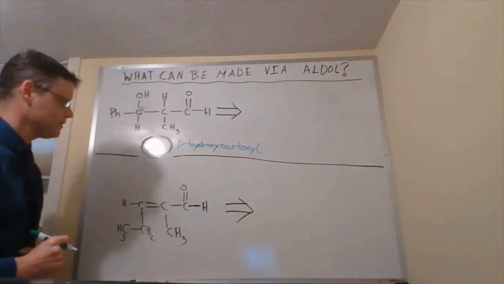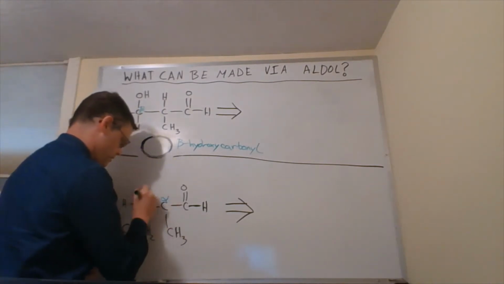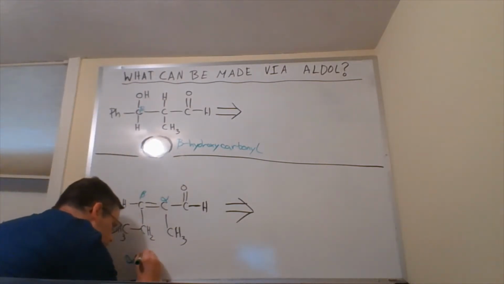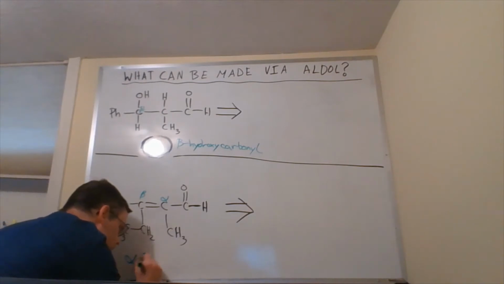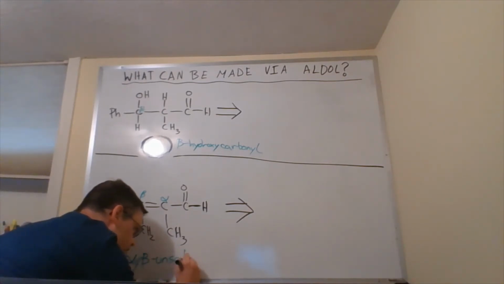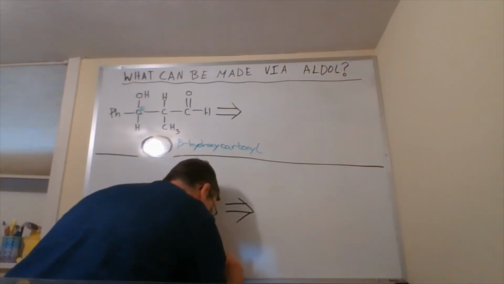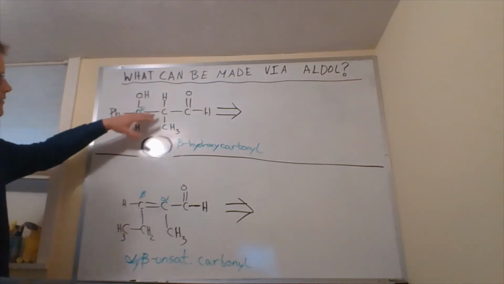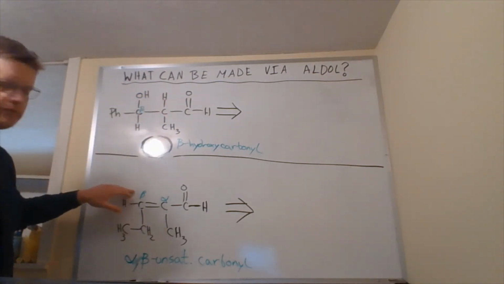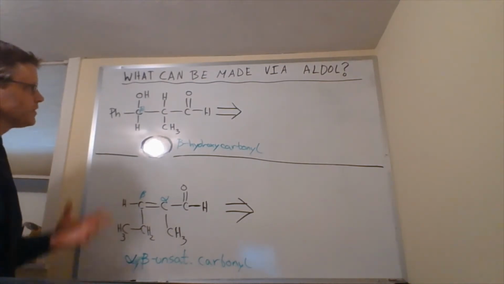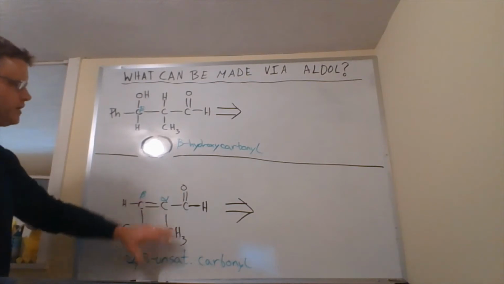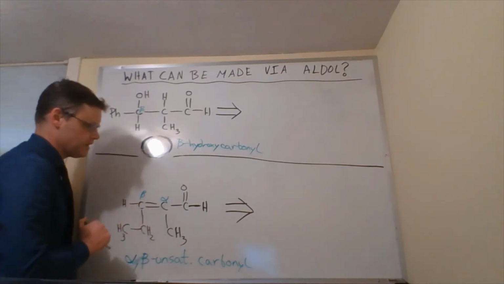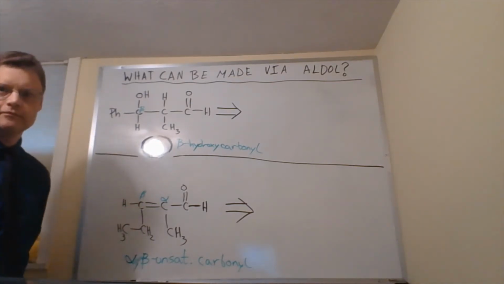Another type of compound that could be made is an alpha, beta unsaturated carbonyl. Okay, so this we would derive from a beta hydroxycarbonyl if we did a dehydration, which we saw in a previous video. So if you see these kinds of structural features in a molecule and you're asked to synthesize that molecule, then you should be thinking about how an aldol condensation could have made those.